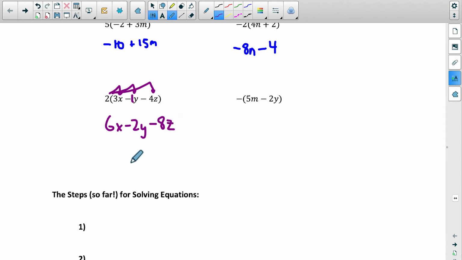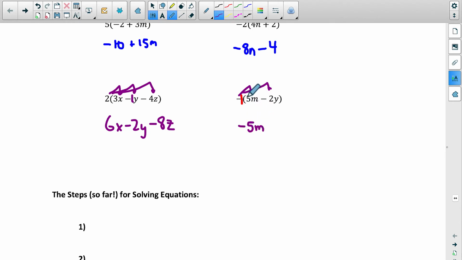There's our answer. Last one, what if it just has a negative out front? What do we do here? Like, can I do this? Yeah, you can. If it helps, imagine again, what number is right in front of here, even though you don't see it? It's a negative 1. So really what you're doing is negative 1 times 5m. Well, negative 1 times 5 is negative 5.